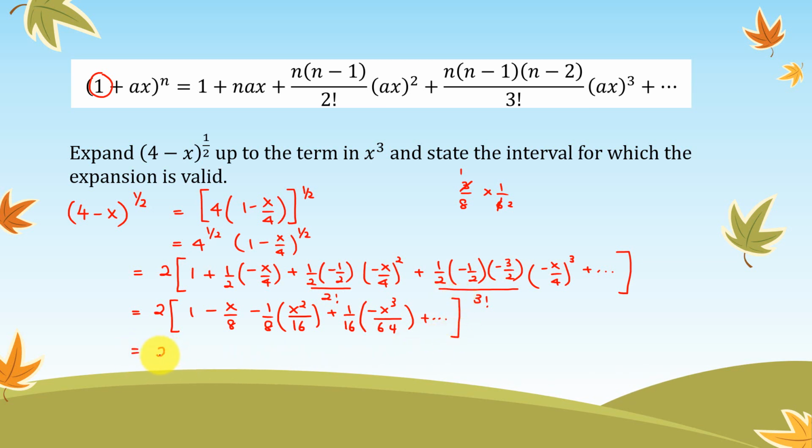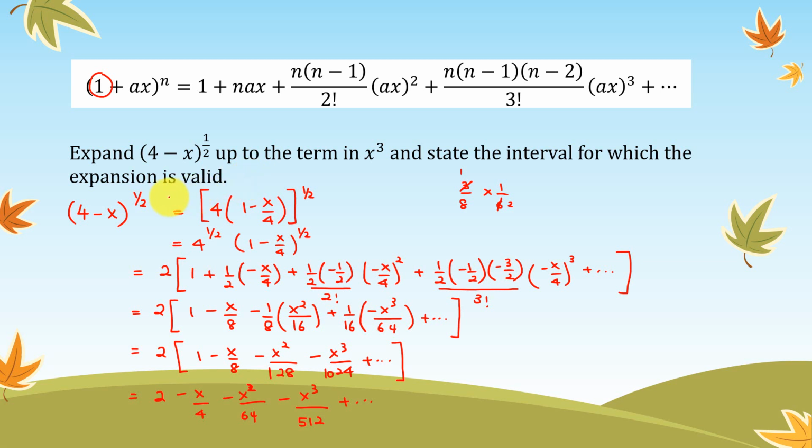Okay, so let us try to simplify the term inside the bracket. 1 minus x over 8. This one, negative 1 multiplied with x squared, negative x squared over 8 multiplied with 16, so 128. 1 multiplied with negative x cubed, so negative x cubed over 16 multiplied with 64, 1024, plus dot dot dot. Okay, so now expand everything. So 2 minus x over 4 minus x squared over 64 minus x cubed over 512 plus dot dot dot. So this is our expansion.